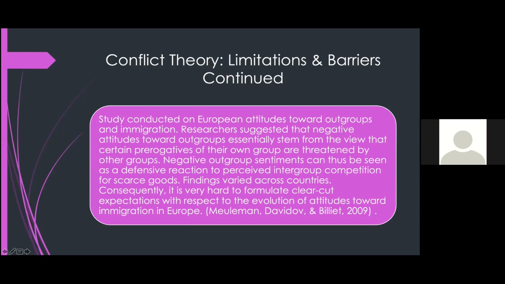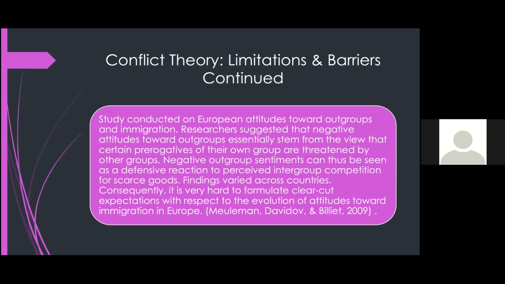In a study conducted by Muleman, Davidov, and Billiet on European attitudes towards outgroups and immigration, researchers suggested that negative attitudes towards outgroups essentially stem from the view that certain prerogatives of their own group are threatened by other groups. Negative outgroup sentiments can thus be seen as a defensive reaction to perceived intergroup competition for scarce goods. Findings varied across countries, though, and consequently, it is very hard to formulate clear-cut expectations with respect to the evolution of attitudes towards immigration in Europe.